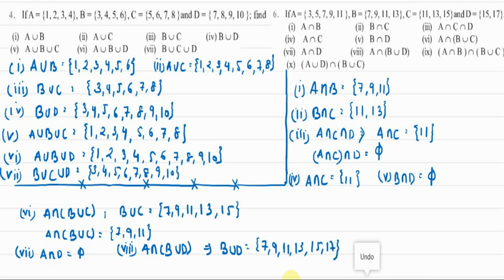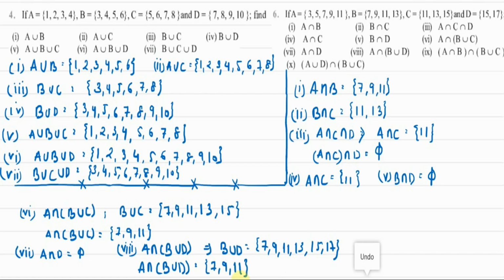Now we are going to take the intersection with A. So A intersection (B union D). That means we will write down the common elements of A and B union D. So A has elements 3, 5, 7, 9, 11, and B union D has 7, 9, 11, 13, 15, 17. So the common elements are again 7, 9 and 11.